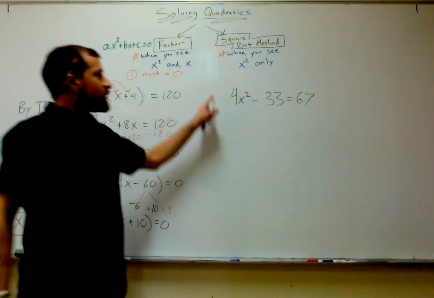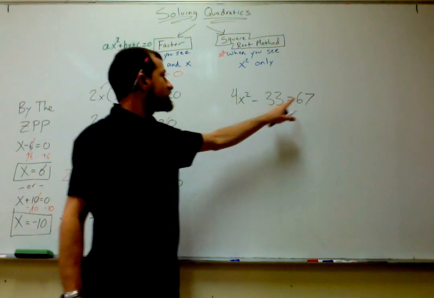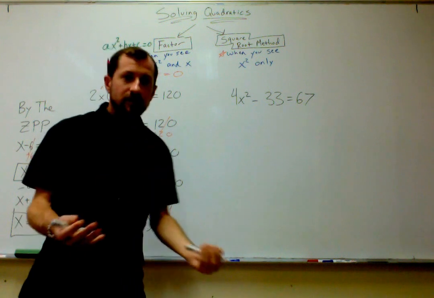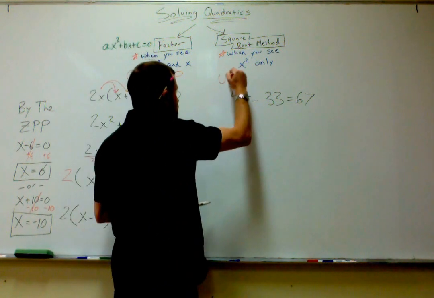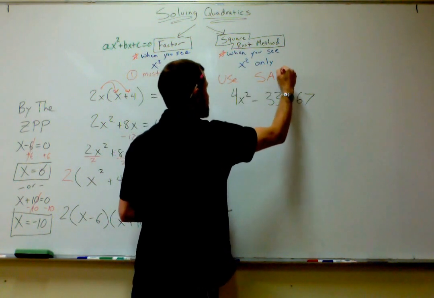So using the square root method, I see just one x squared. This is a constant term. This is a constant term. Awesome. So what are we going to do? Well, use SADMAP. What is SADMAP? Well, it's PEMDAS backwards.